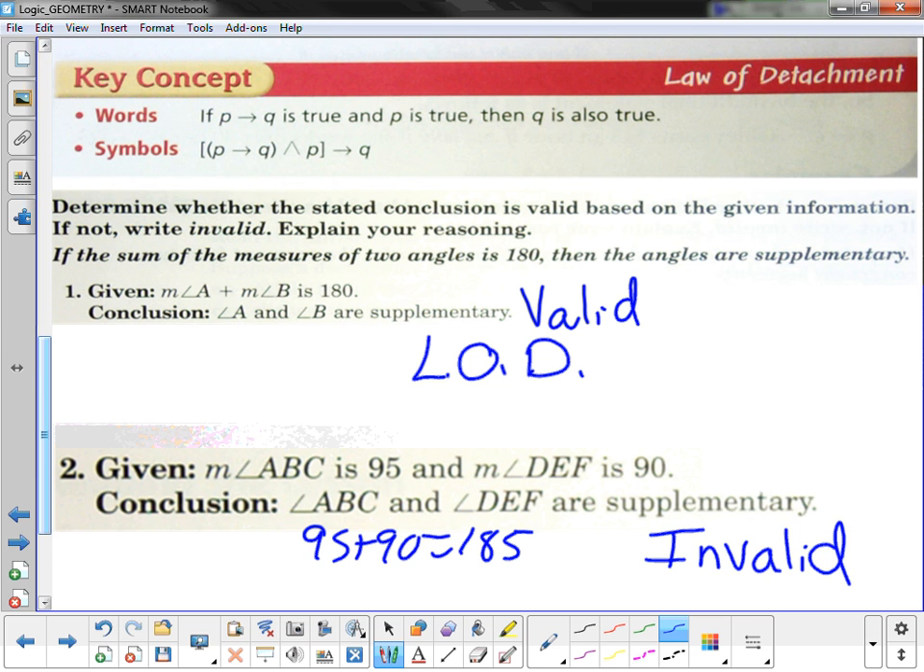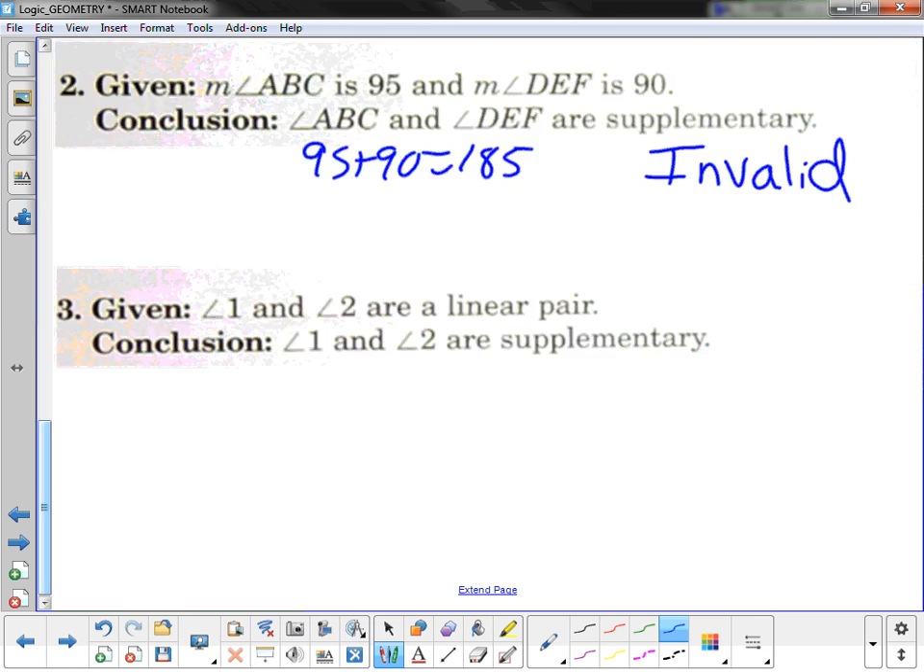It's not supported by fact. One more example. Given angle 1 and angle 2 are a linear pair. Conclusion, angle 1 and angle 2 are supplementary. Well, let's think about that.